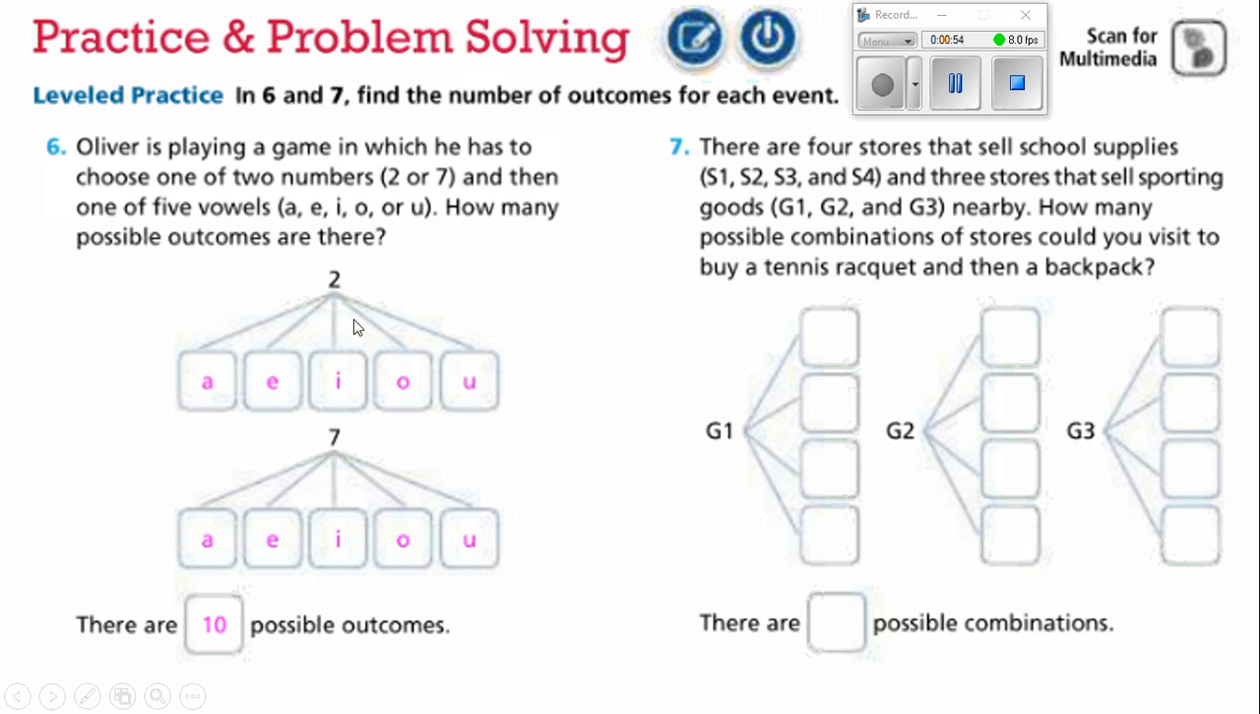We could have found this easily by simply taking the 2 options that we had and applying it to the 5 options we had afterwards. 2 times 5 equals 10.